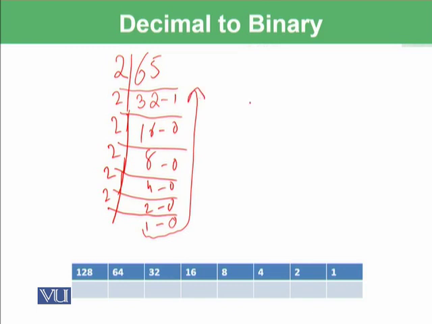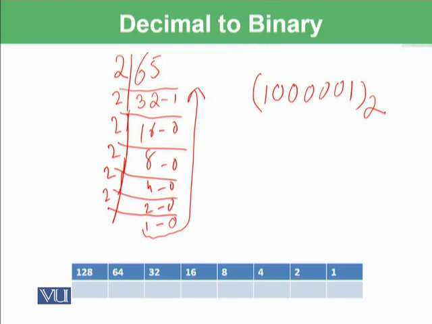So 65 in binary would become 1 0 0 0 0 0 1. So we have 1, then 5 zeros, and then 1. This will be the binary of 65. So if we want to store A in the drive, then we need to write 1 0 0 0 0 0 1.